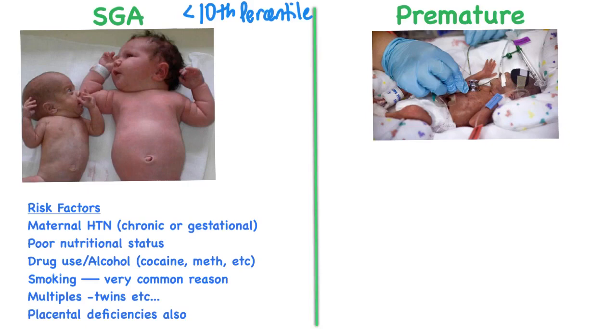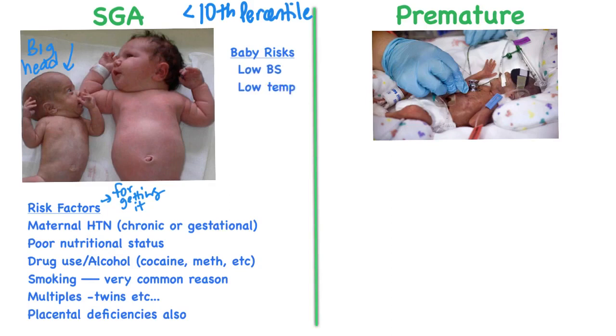For assessment findings, you'll often see that they have a large head in proportion to the rest of their body. They're thin, their extremities will be thin, and their trunk will be thin. They'll have a thin and a very tiny umbilical cord. The main risk factors for this group are low blood sugar and hypothermia.